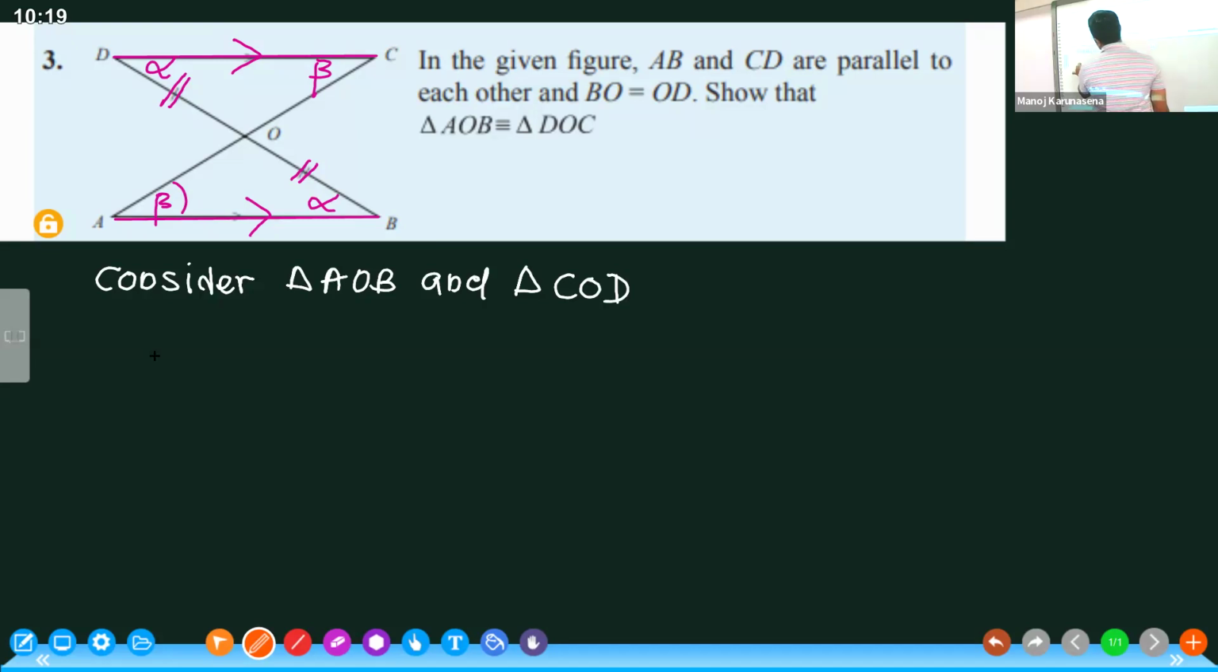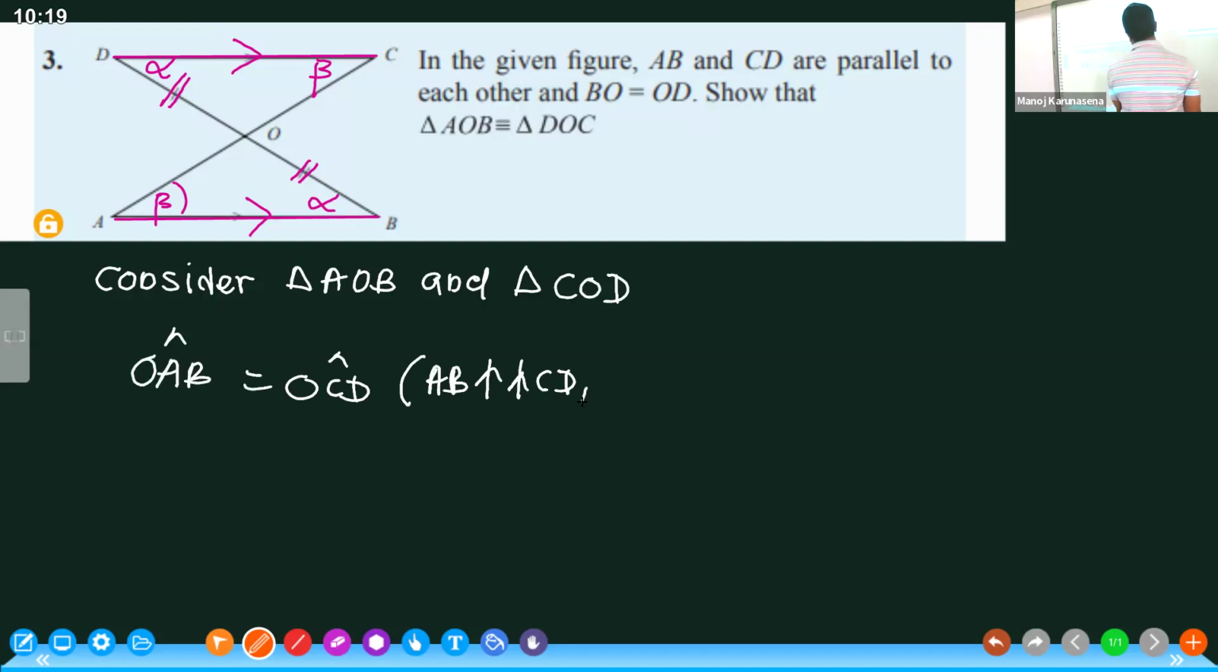Angle OAB equals what? Angle OCD. What is the reason? AB is parallel to CD. What angles are these? Alternate angles. Again, a pair which is equal, right?